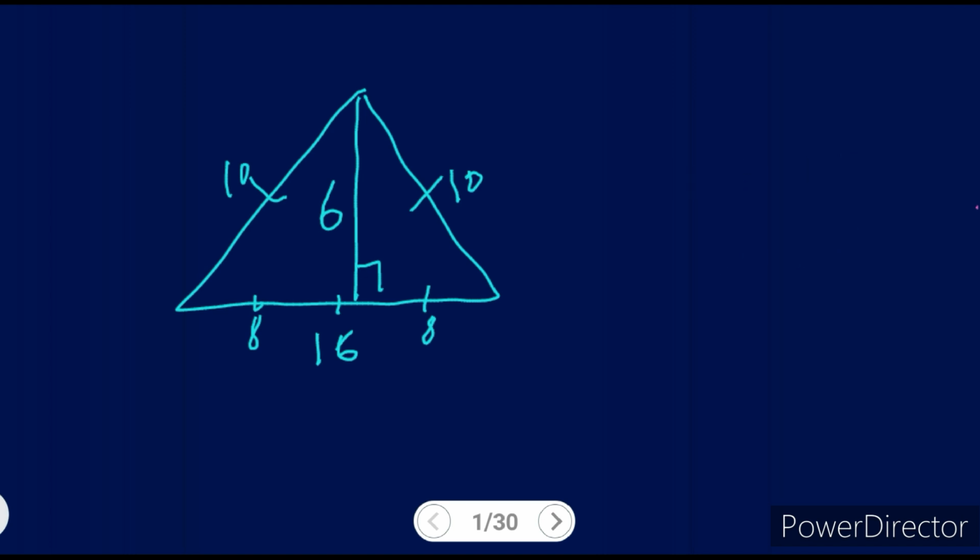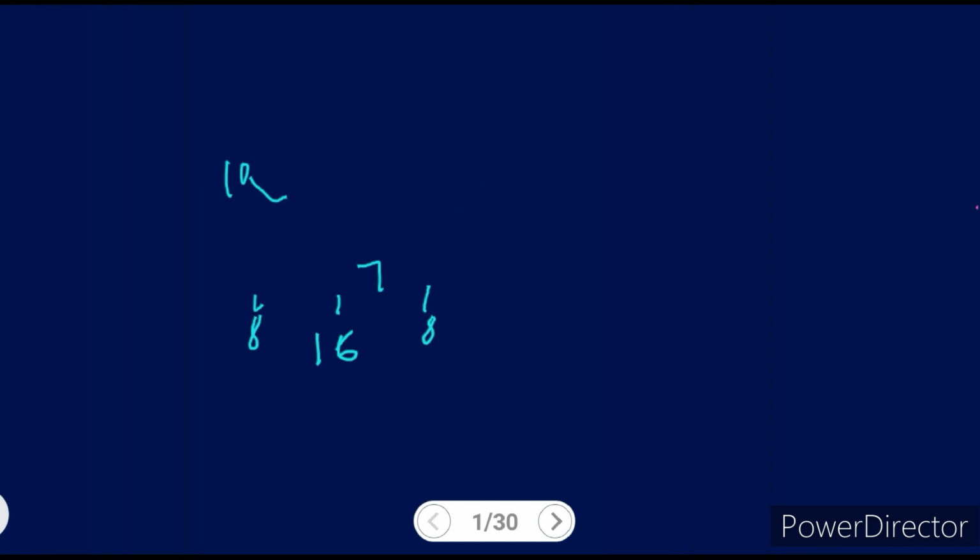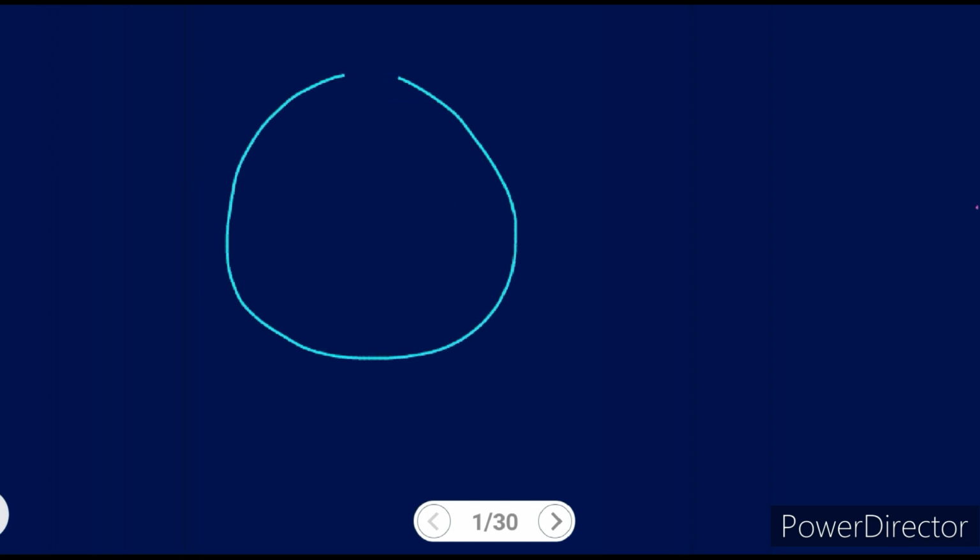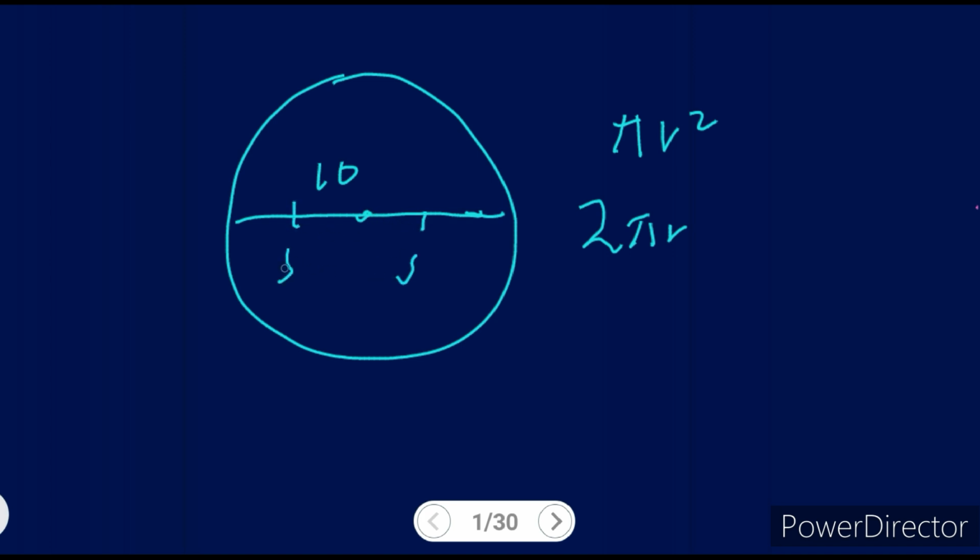Let me erase this, and then let's talk about the perimeter of a circle. You notice that the area of a circle is pi r squared, but the perimeter of a circle is 2 pi r. You have to memorize this. For instance, if I'm given that the diameter is 10 units, then we already know that the radius is half of the diameter, meaning that it's going to be 5 and 5.